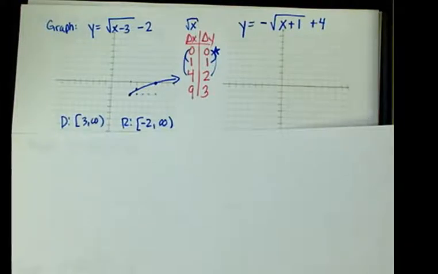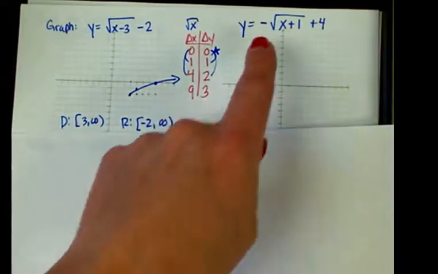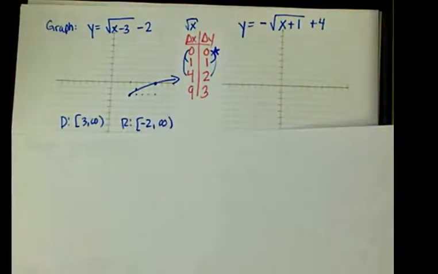It's the same kind of count values, but this time you got a negative. So what does that negative do for transformations? Reflect.